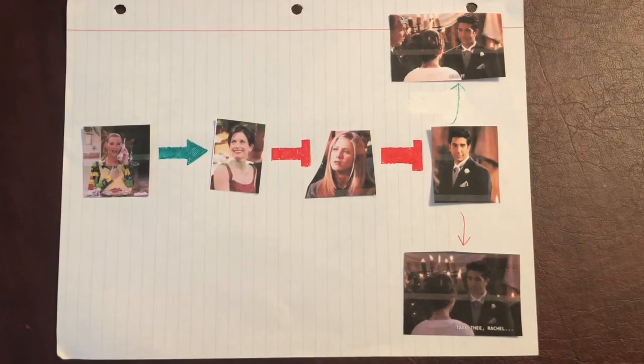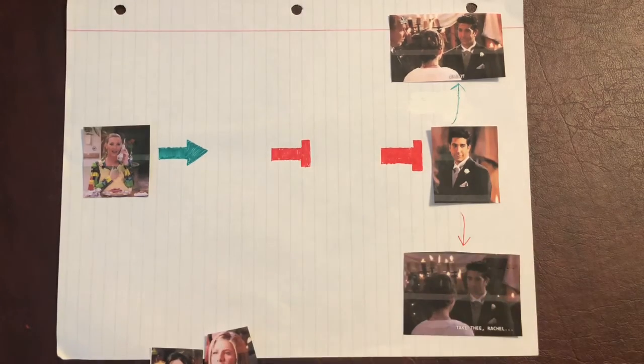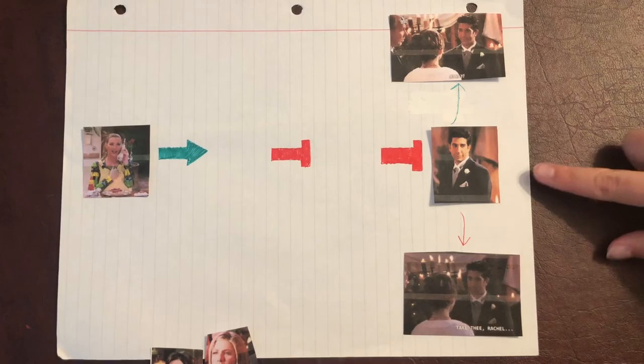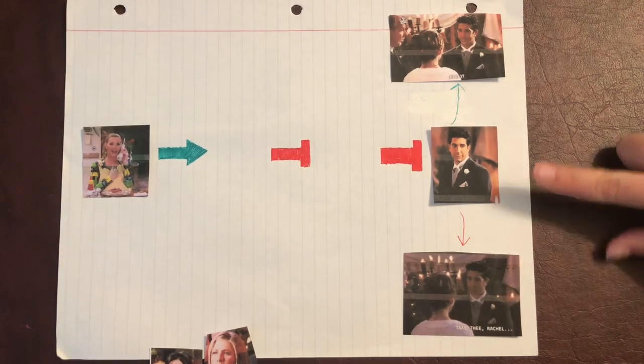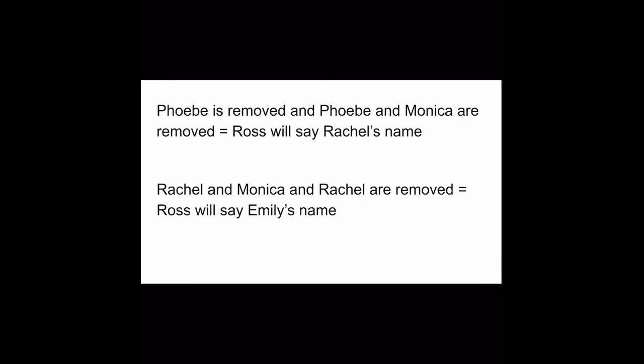Another double mutation that could occur is if the Monica gene and the Rachel gene are both removed. If this happens, then the Ross gene is free to be transcribed, and he will say Emily's name at his wedding. These single and double mutations, depending on which gene is removed, will have the same phenotypes. If Phoebe, the single mutation, and double mutation, Phoebe and Monica, are removed, then Ross will say Rachel's name, and he will end up getting divorced from Emily.